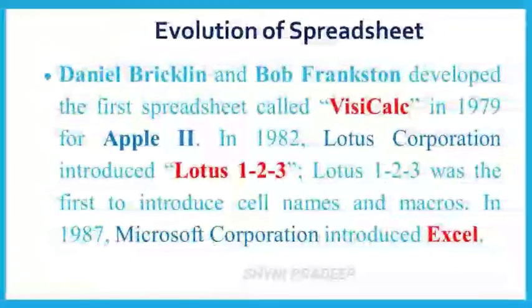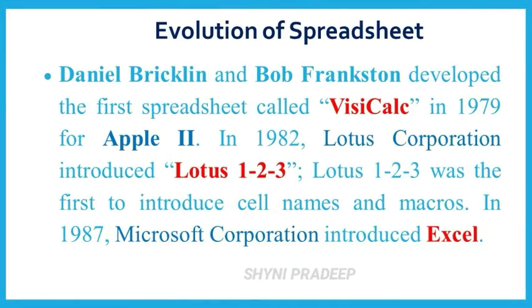Evolution of the spreadsheet. Who developed the spreadsheet? Daniel Bricklin and Bob Frankston developed the first spreadsheet, called VisiCalc, in 1979 for Apple II. In 1982, Lotus Corporation introduced the Lotus 123 spreadsheet. Lotus 123 was the first to introduce cell names and macros. In 1987, Microsoft Corporation introduced Excel. That is also a spreadsheet. So there are many spreadsheet packages available.